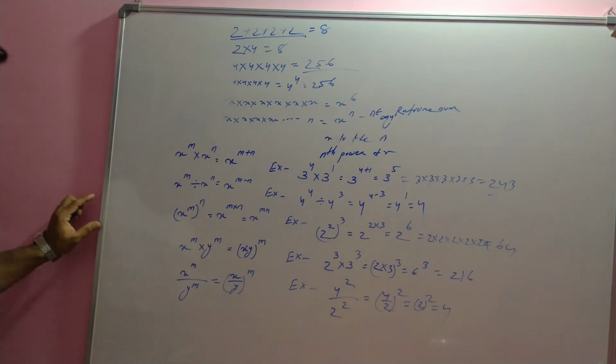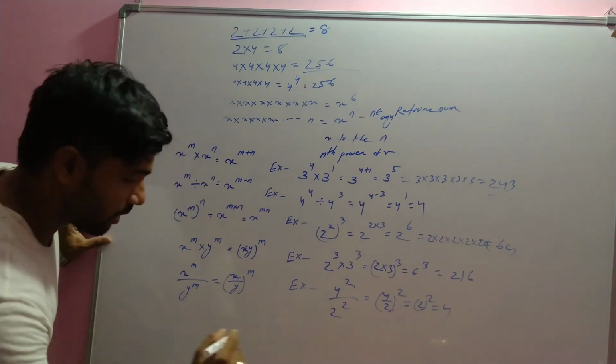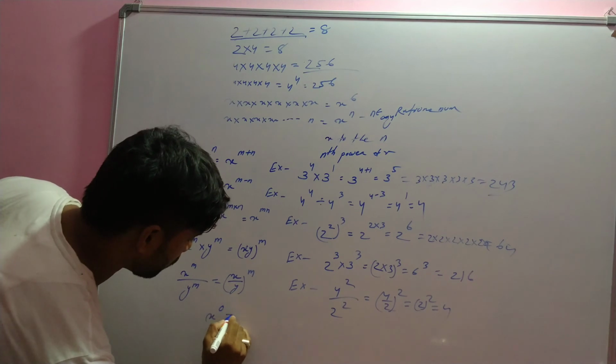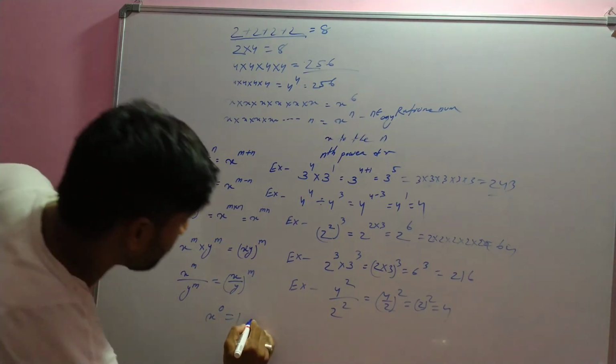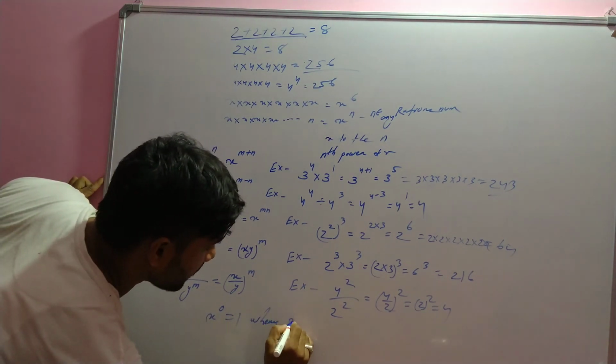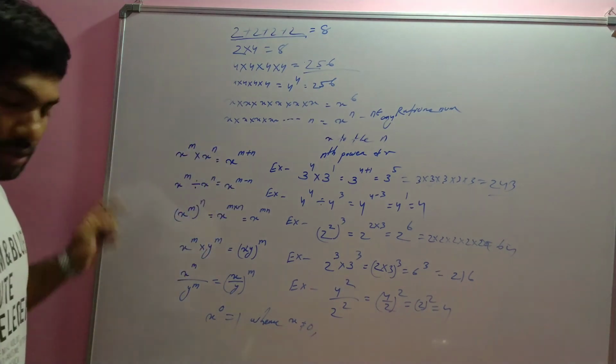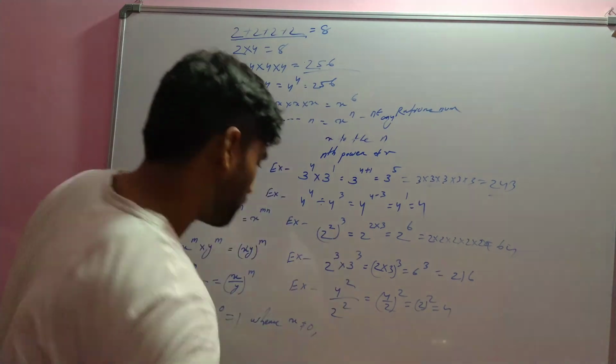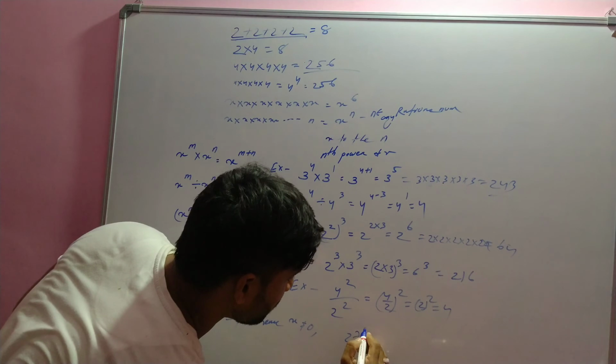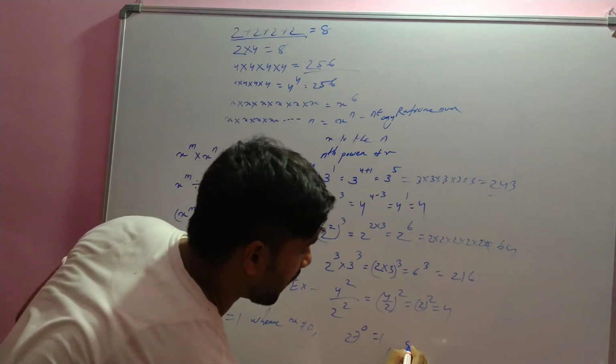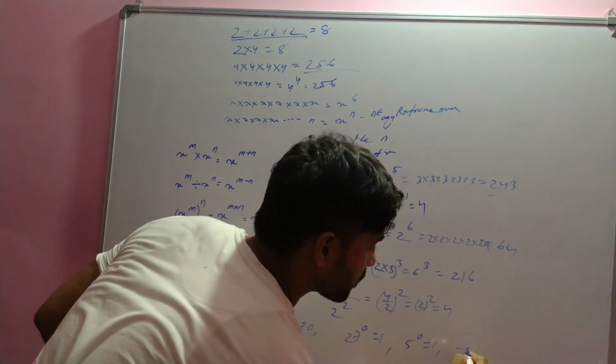Keep in mind always, x to the power 0 is always 1, where x is not equal to 0. For an example, 27 to the power 0 is always 1, 5 to the power 0 is always 1, minus 5 to the power 0 is always 1.